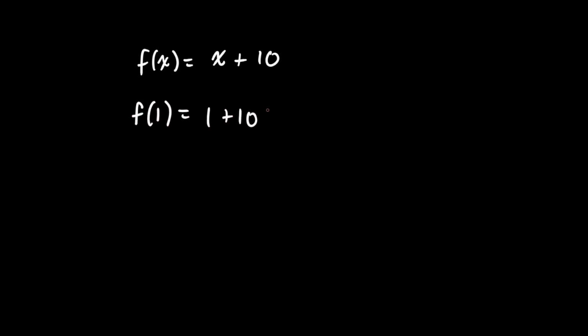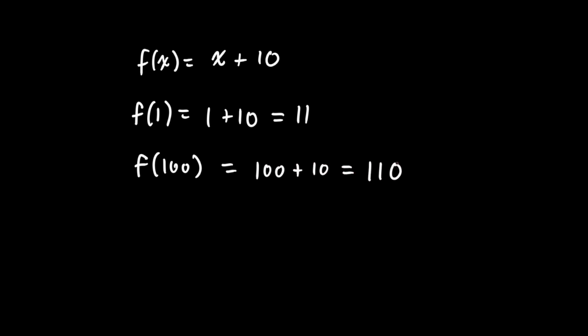For example, if we had a function where f of x equals x plus 10, this x represents all the inputs that we can put in. For example, we could put in 1, and f of 1 equals 1 plus 10, which gives us an output of 11. You could also put in really big or really small numbers. Let's say we put in 100. Then f of 100 is equal to 100 plus 10, and the output is 110.